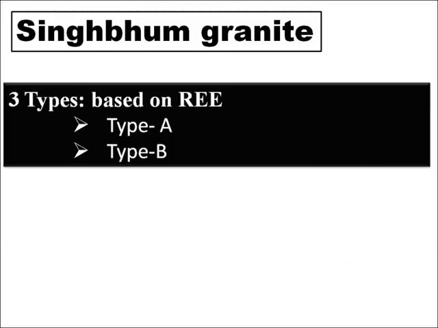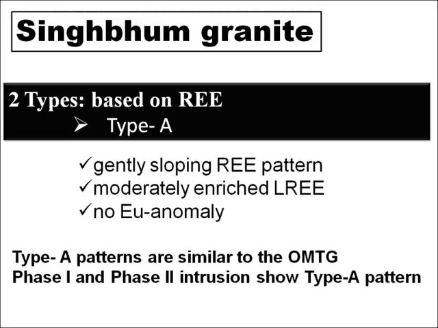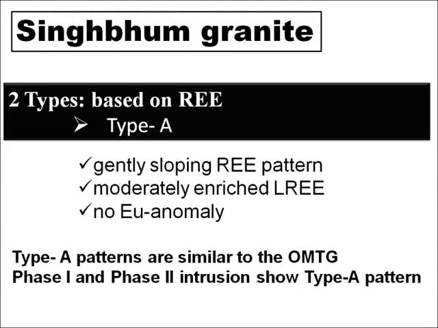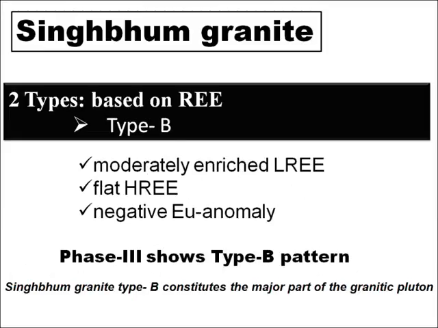On the basis of rare earth patterns, the Singhbhum granite is also classified into two distinct types. Type A patterns are similar to those of the older metamorphic gneiss. These have slightly sloping rare earth patterns with moderately enriched LREE and no europium anomaly, while the type B patterns have moderately enriched LREE, flat HREE, and a negative europium anomaly. The phase 1 and phase 2 intrusions show the type A pattern, whereas phase 3 shows the type B pattern. Singhbhum granites of type B constitute the major part of the granitic pluton.